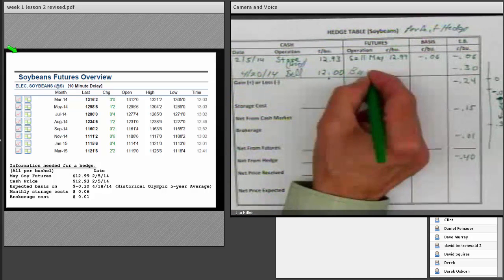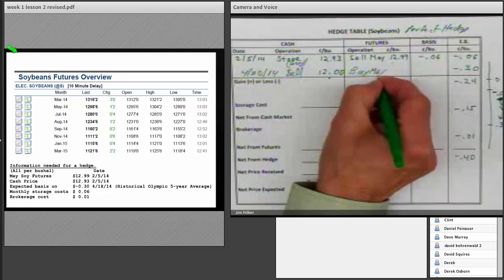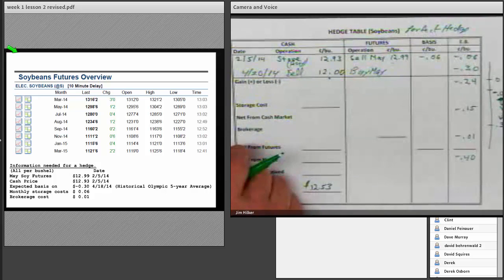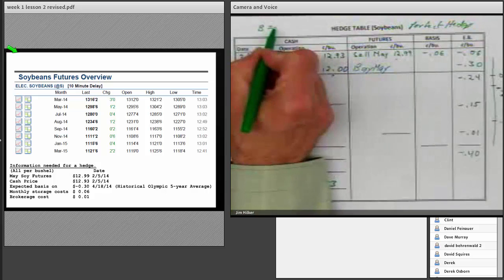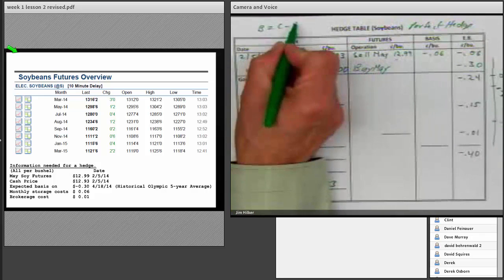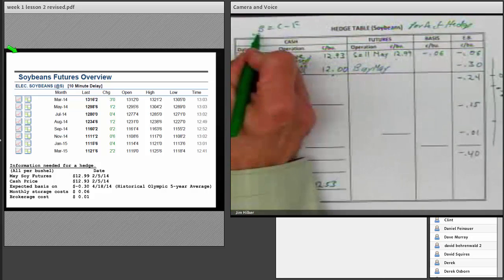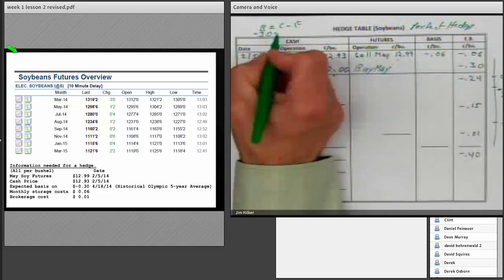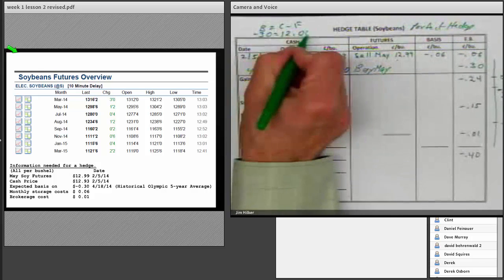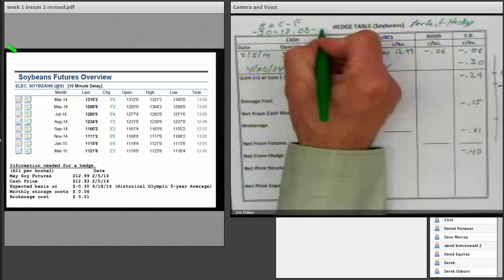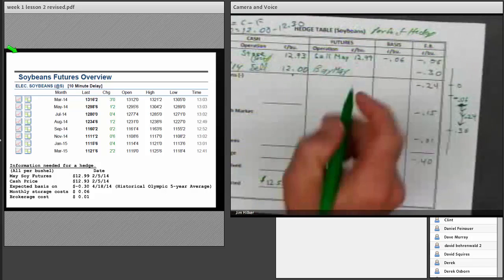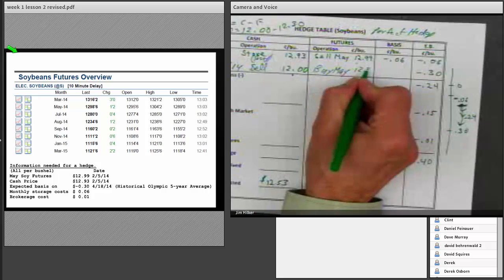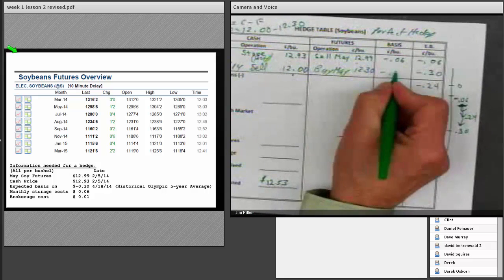So how did I get this number here? I just took my futures, 12.93, and I subtracted off my 40 cents. Now, as soon as we know the basis is minus 30, we know that the cash is $12.30. We're not going to have the hedge, we know the basis is liable to weaken, not strengthen. You don't see any hedges over here. But it was still important to do this quick hedge.